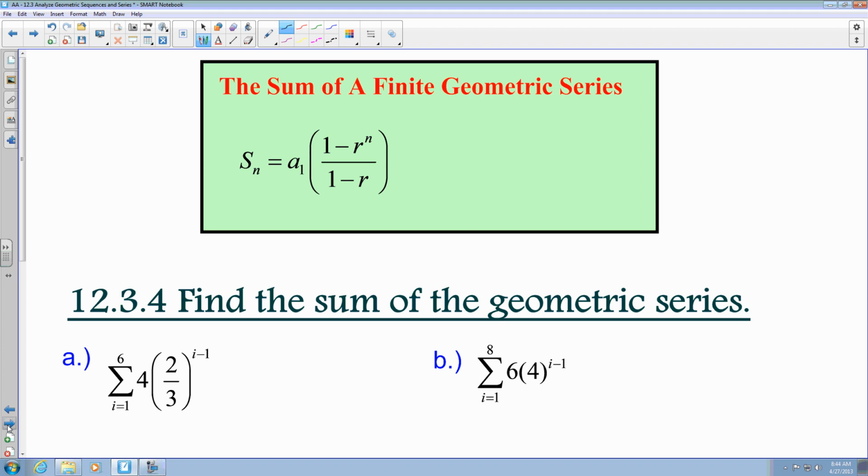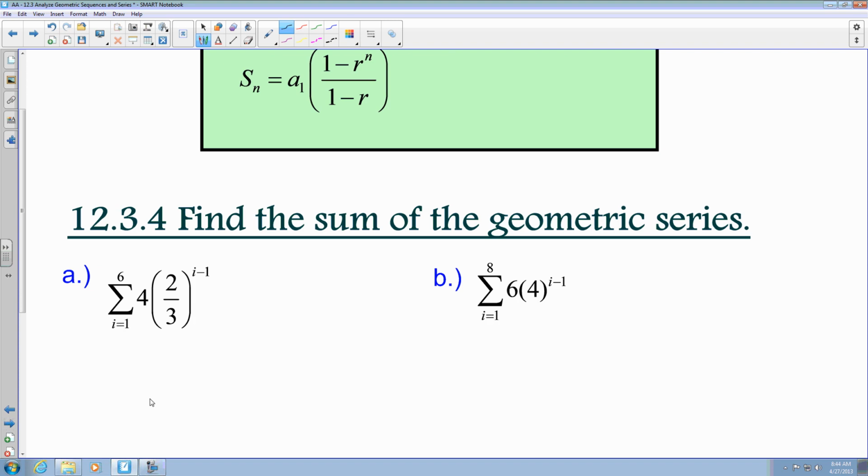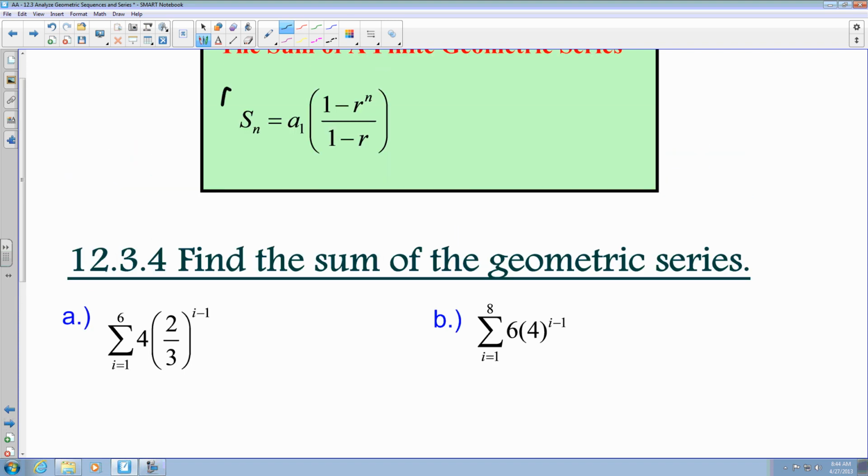Last thing we have here is finding the sum of a finite geometric series. Finite means it has a specific stopping point. For A, the specific stopping point is 6. For B, the specific stopping point is at 8. And here's the general equation for us to solve that. We got S of n equals a sub 1 times the quantity of 1 minus r to the n power divided by 1 minus r.